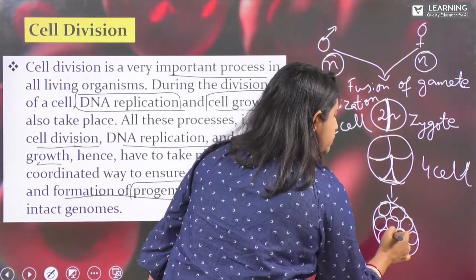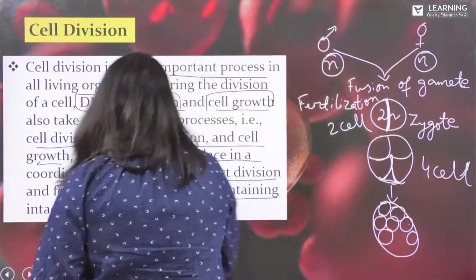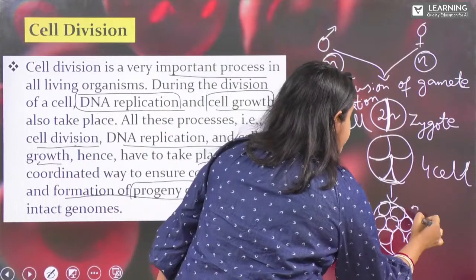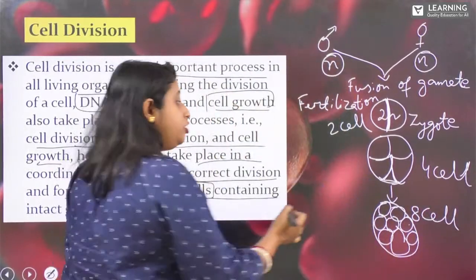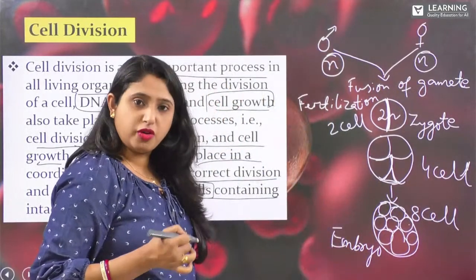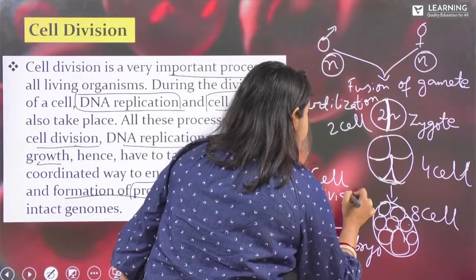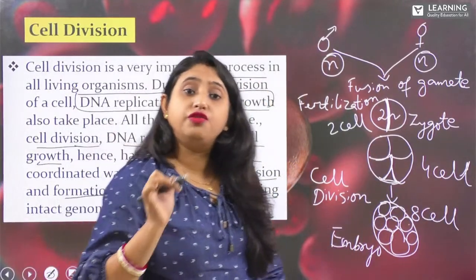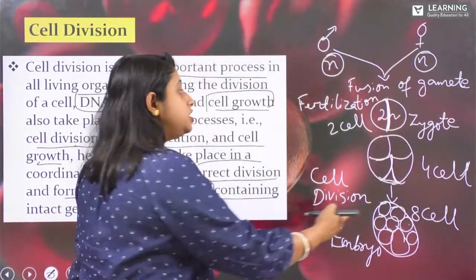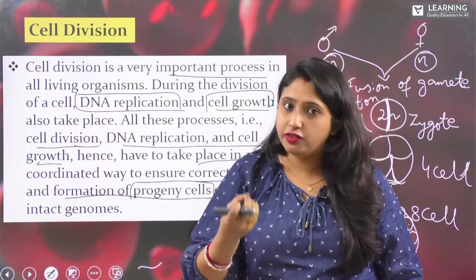1, 2, 3, 4, 5, 6, 7, 8. Now see, here 8 cells are formed, right? So it is leading to the formation of what? Embryo. So embryo formation. How is it formed? By the process of cell division, right? The cell is dividing. This cell division is very, very important because it leads to the formation of what? Progeny cells. These are all the progeny cells. From that, the fetus is developing, right?